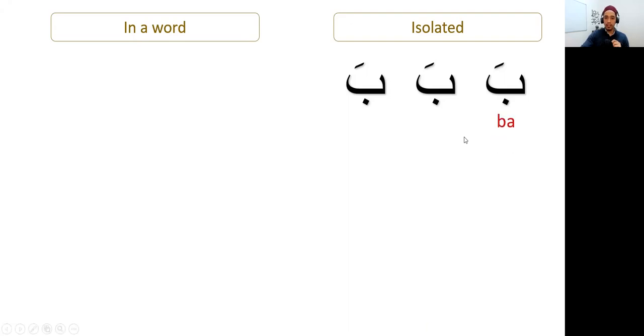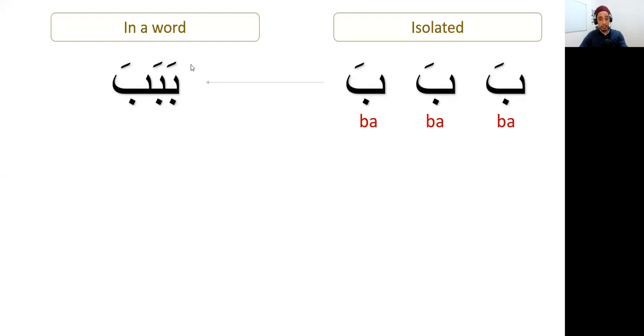Right? Ba, ba, ba. You guys agree with me so far? That is ba, ba, ba. Okay, but what happens when it's joined, when it's in a word? It's in a word like you see over there, right? And we spoke about how the letters join, right? So that shouldn't be strange for you guys.